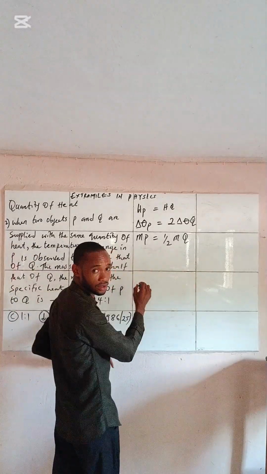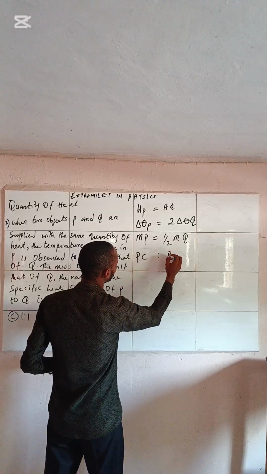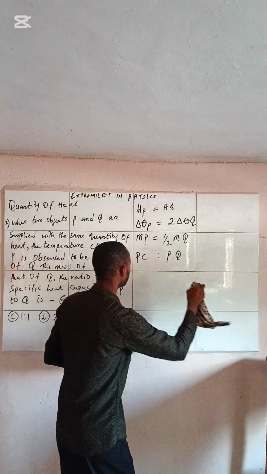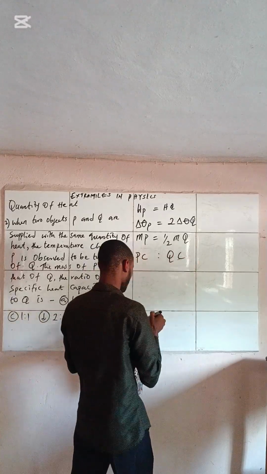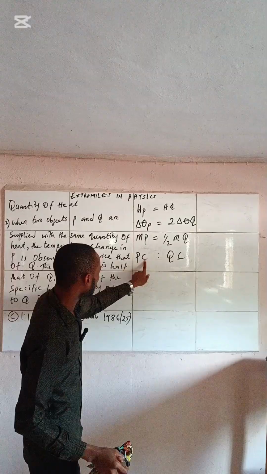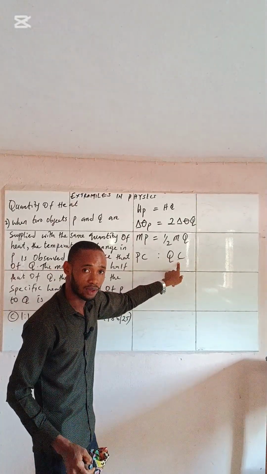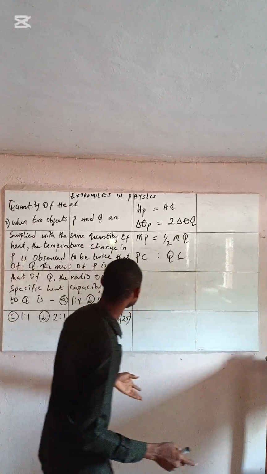The ratio of the specific heat capacity of P to Q is what? So we are looking for PC to QC. So we are looking for the ratio of the specific heat capacity of P to the specific heat capacity of Q. Now let's solve.